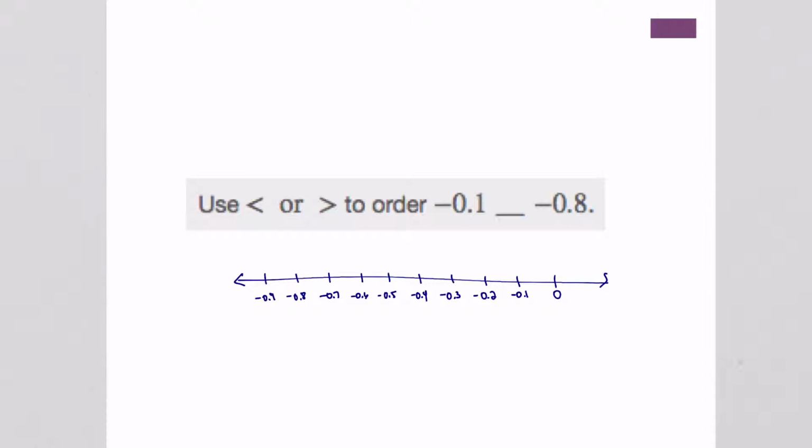Okay, with negatives you have to be really, really careful, because even though 8 is bigger than 1, now we're on the negative side of things. Things that are on the left are smaller than things that are on the right. So let's take a look at these. I'm going to put both of these on the number line. So here's negative 0.1 and here's negative 0.8. And notice how negative 0.8 is on the left of negative 0.1. So negative 0.1 is greater than negative 0.8.